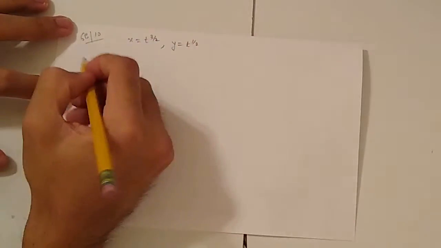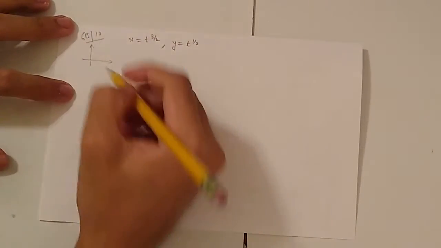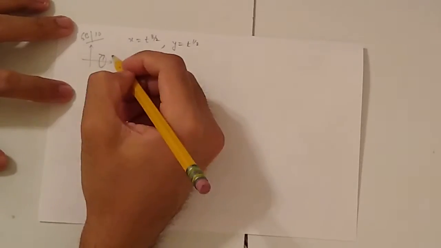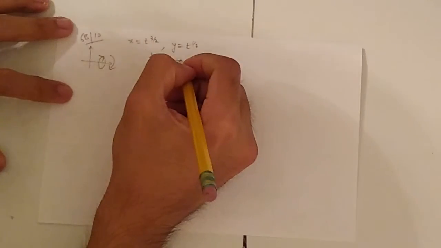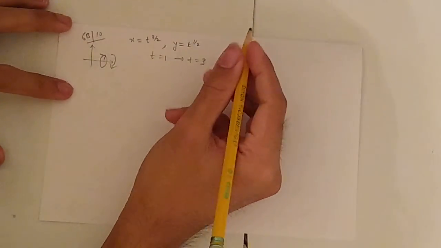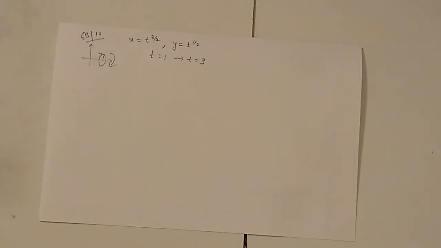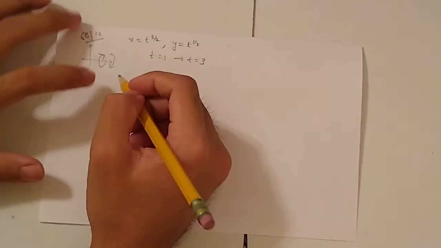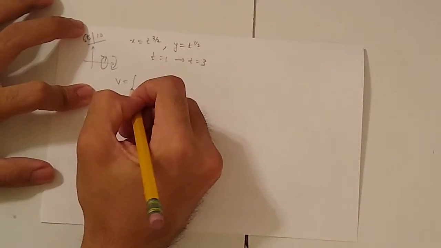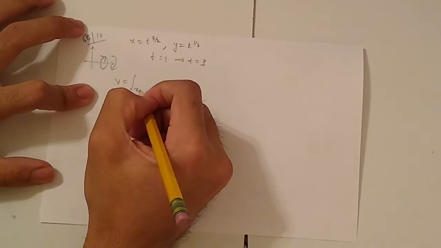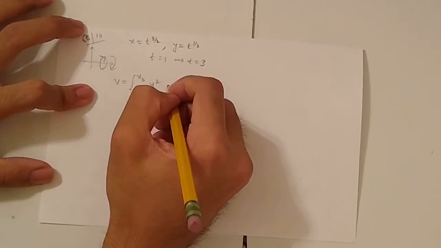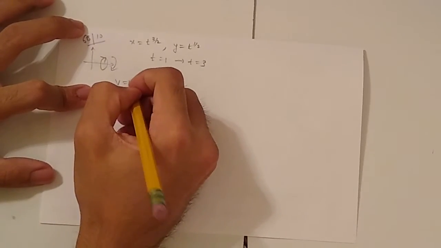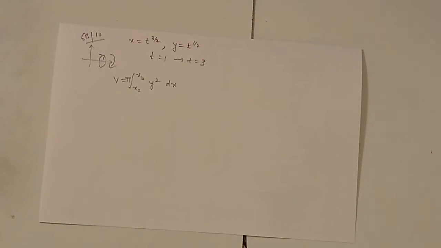So we are rotating this curve. If we have x and y, we are rotating this curve about the x-axis, between t equals 1 till t equals 3. So again, our original formula is V equals pi into the integral from xa till xb for y squared with respect to x. Don't forget the pi.